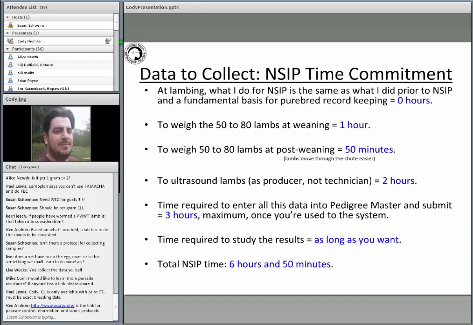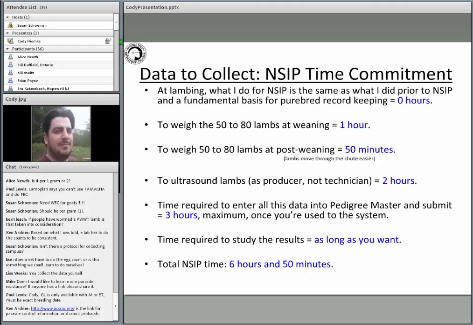So this is the second to last slide, and it's something that I wanted to put together to just share what the time commitment really is. I think a lot of people are overwhelmed by the thought of collecting production data. For me, it's just something I've done for a long time, and I'm used to it. So I drew it out here. At lambing time, I'm not doing anything different than I would otherwise, so there's not any additional hours for me.